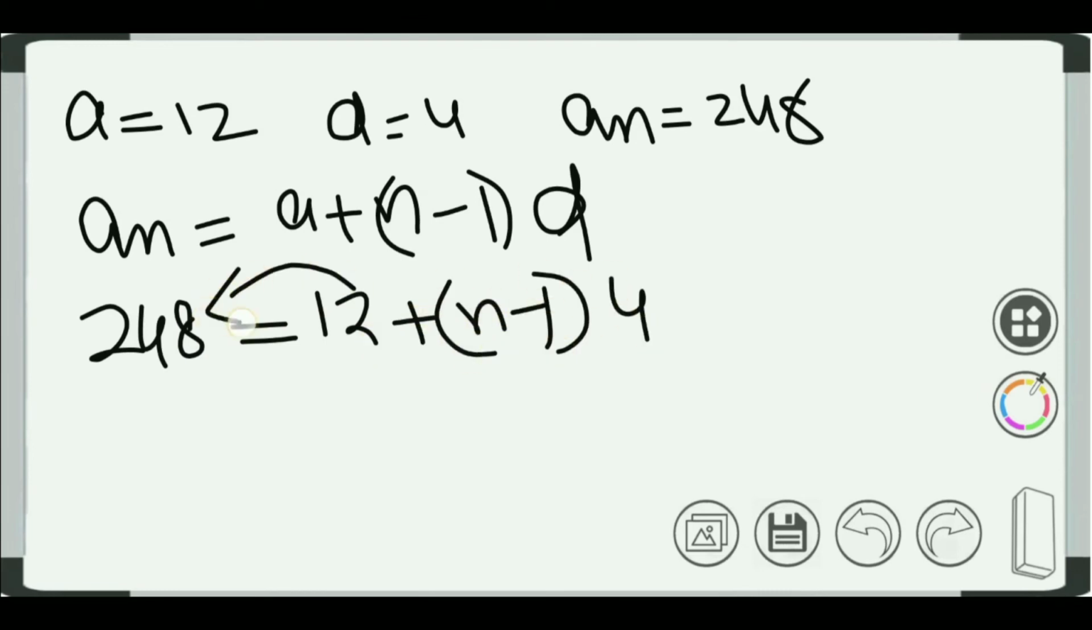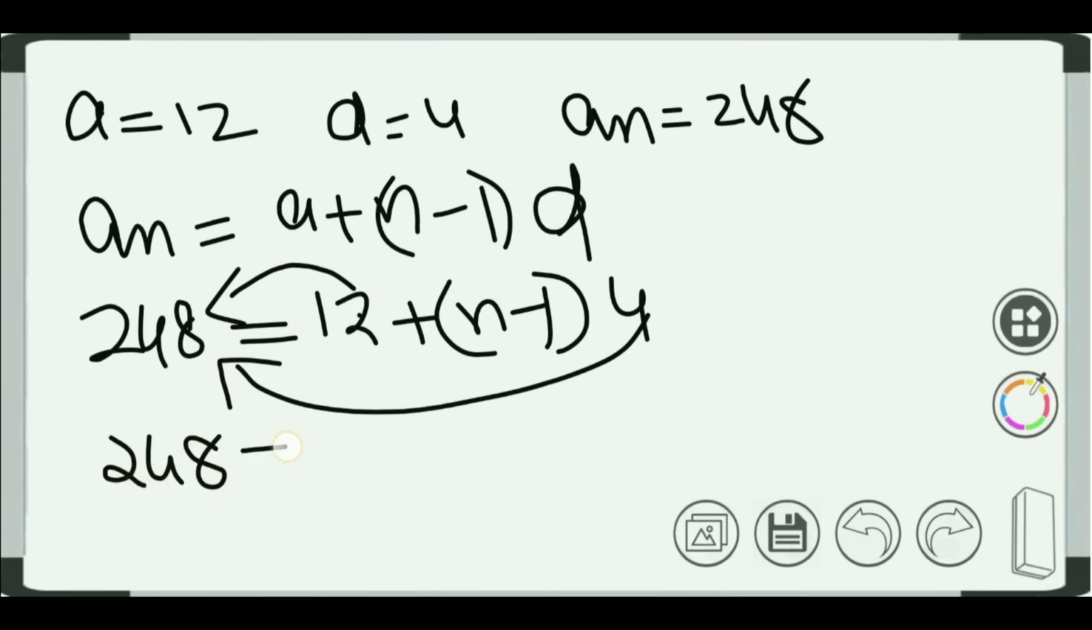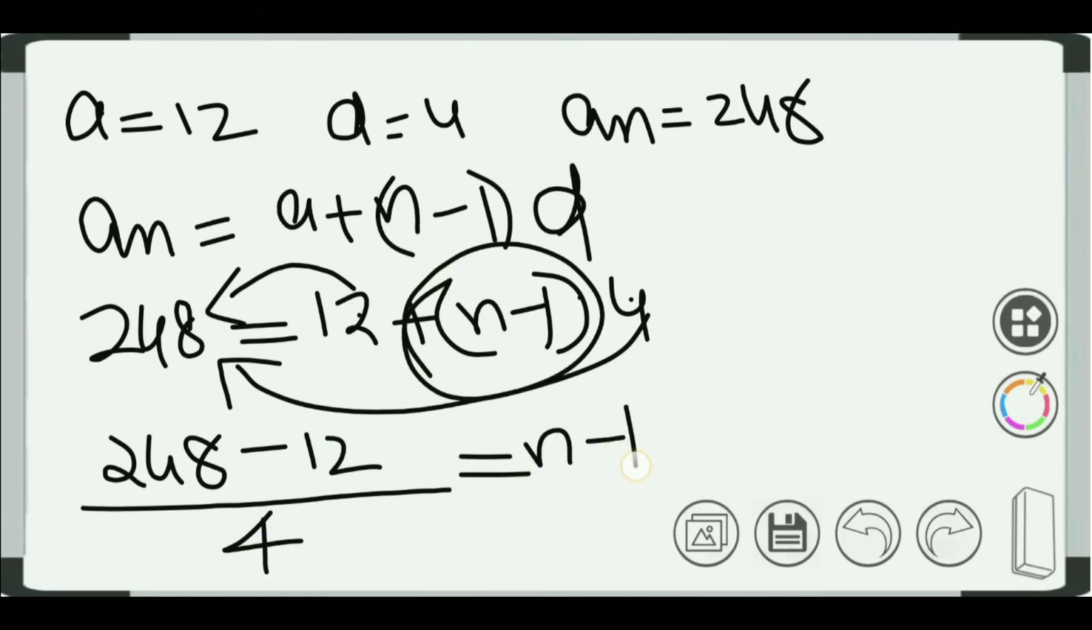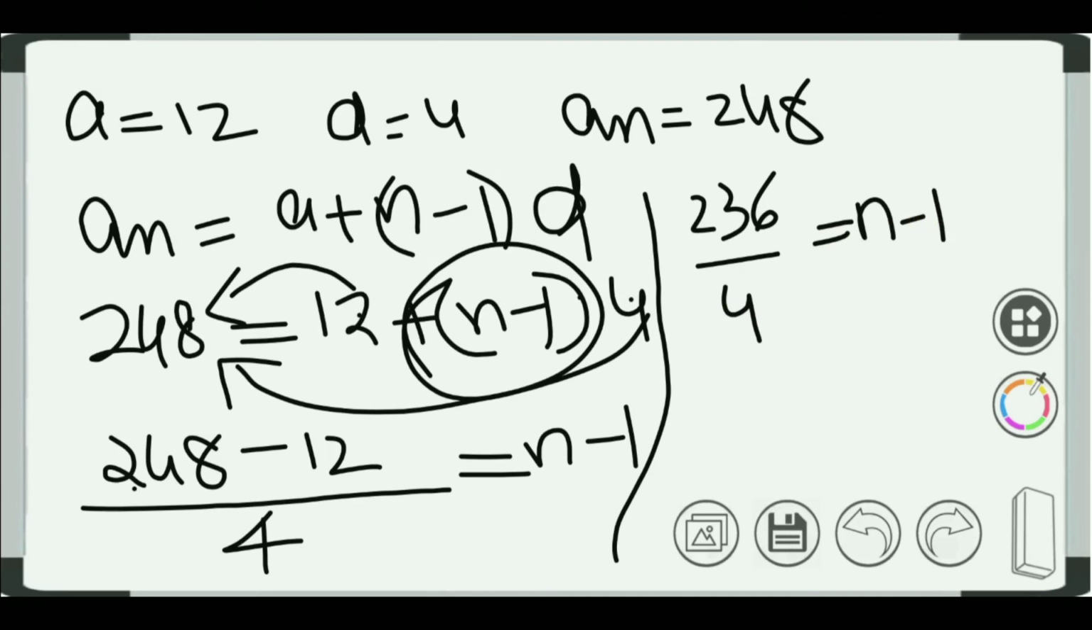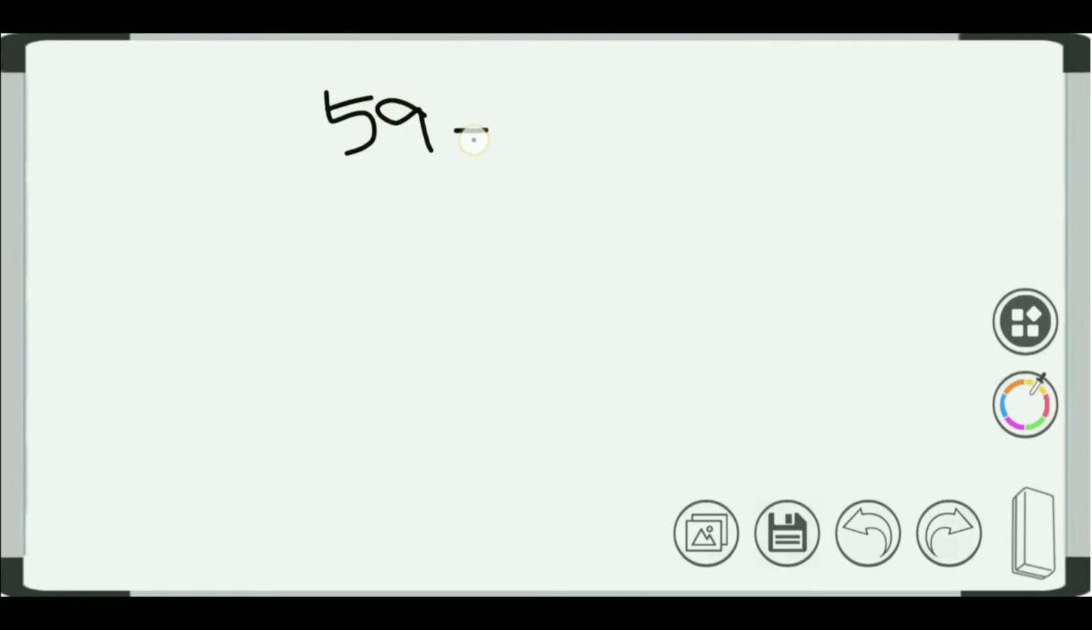Now I am taking this 12 this side and 4 also this side. So 248 plus 12 will become minus 12. This is into 4, so here it will be divided by 4, equal to what is remaining here, n minus 1. 248 minus 12 is 236. 236 divided by 4 equals n minus 1. 236 divided by 4 is 59. See, 59 equals n minus 1.